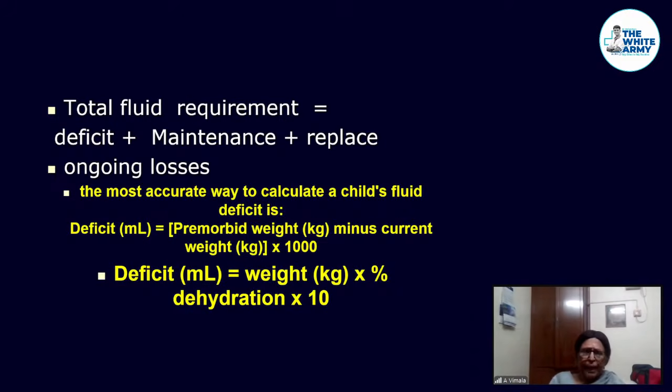So in this man, total fluid requirement will be deficit plus maintenance plus replacement of ongoing loss. The most accurate way to calculate a child's fluid deficit is by measuring the weight.